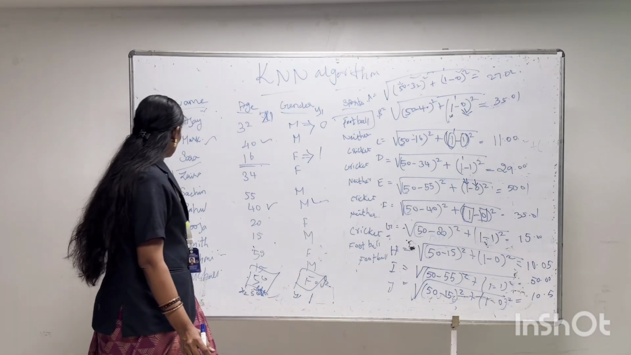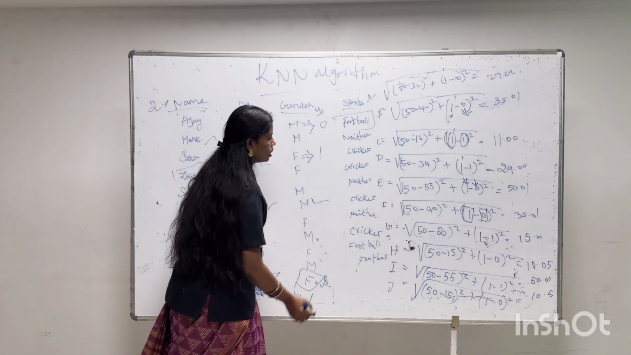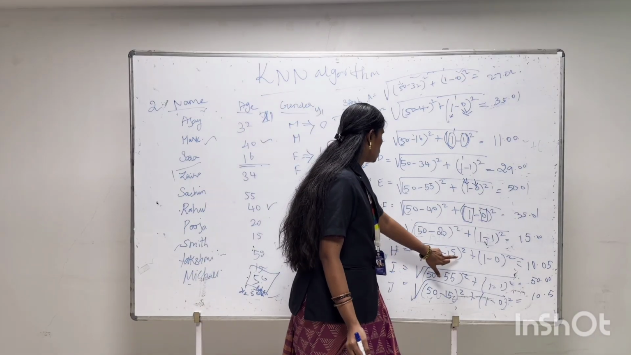Next for Smith we have taken, Smith is denoted as male, so we have taken the age, his age is 15.